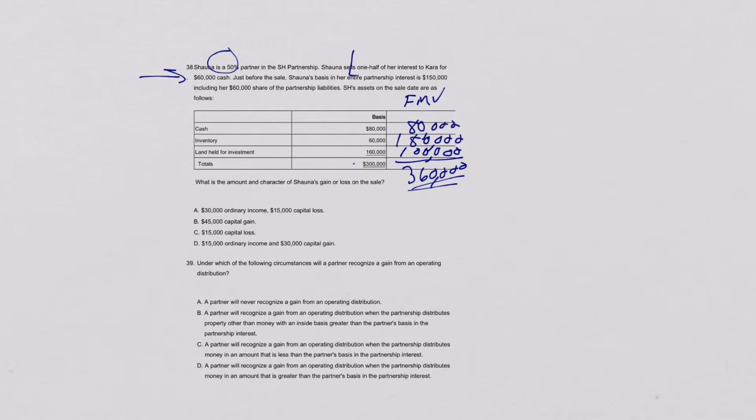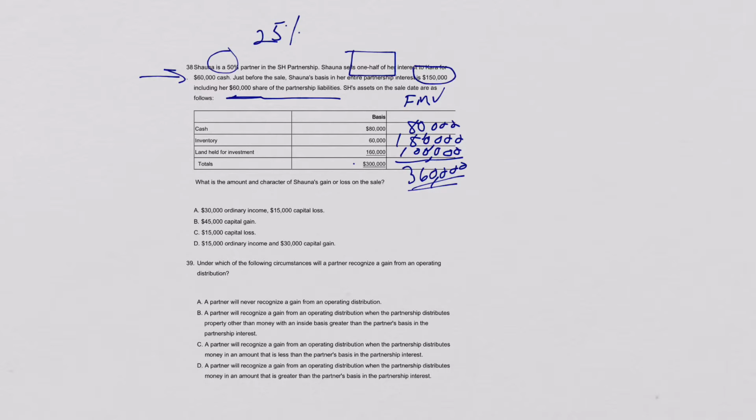She sells 1/2 of her interest. So she's only selling 25% of the company for 50,000, 60,000, I'm sorry. Just before this, her basis was 150, including 60,000 share of partnership liabilities. So the 150, her basis includes her share of the liability. So in addition to getting cash for this deal, she's getting relieved of half of her liabilities because she's selling 1/2 of her interest.